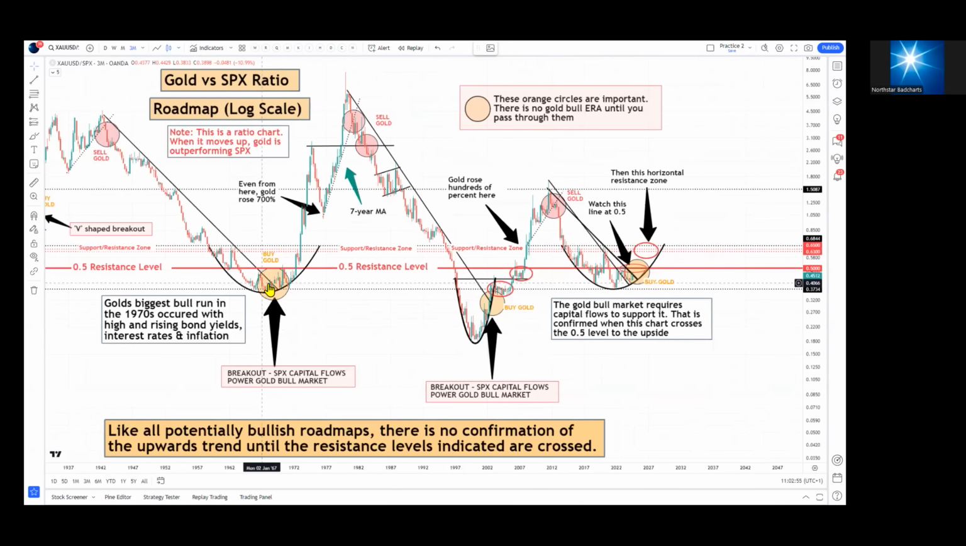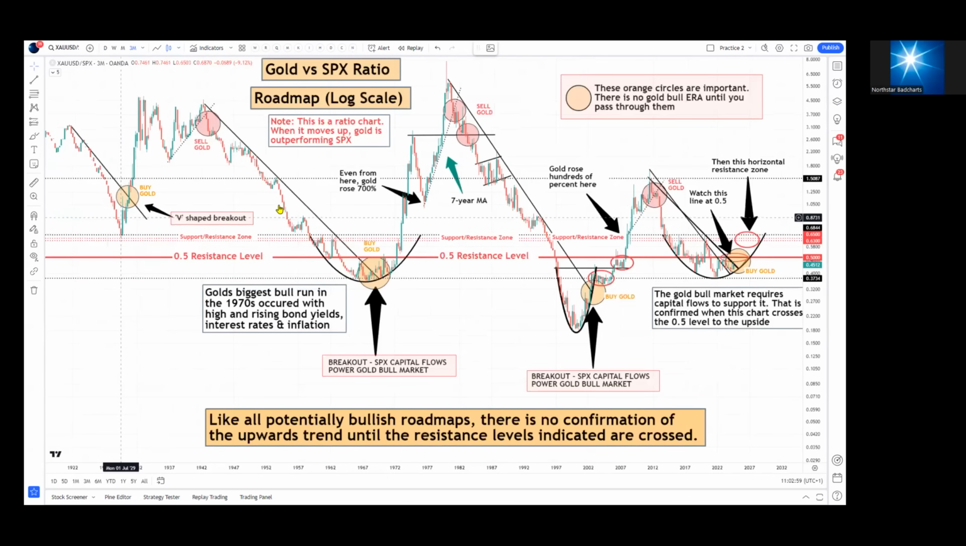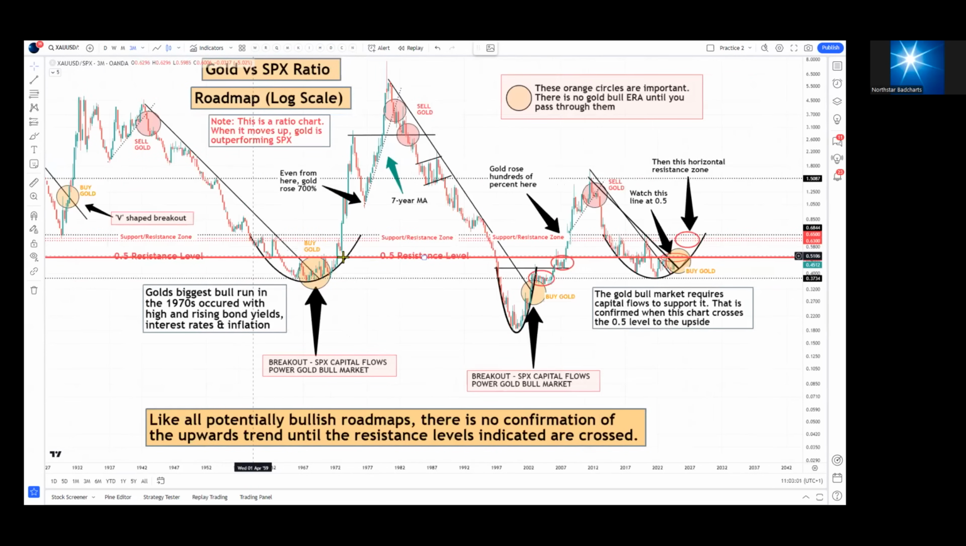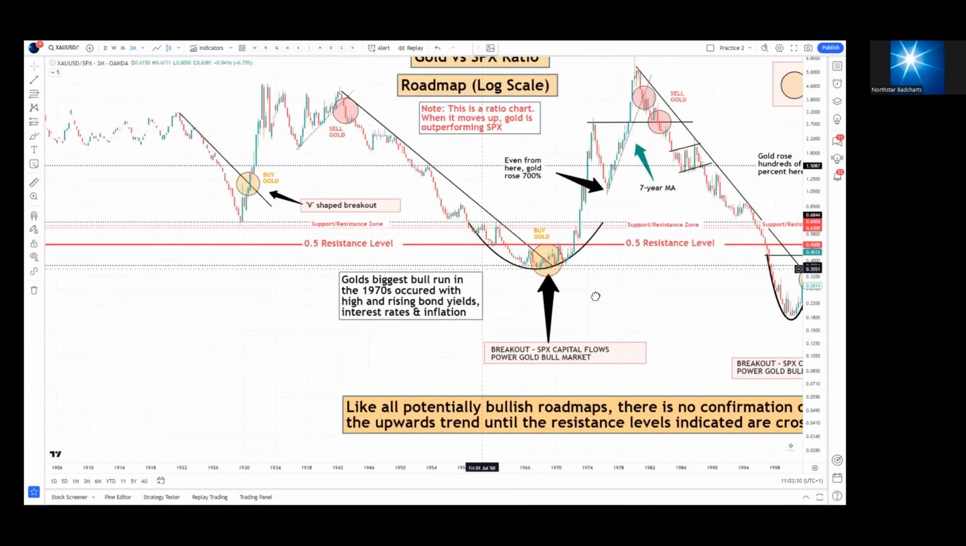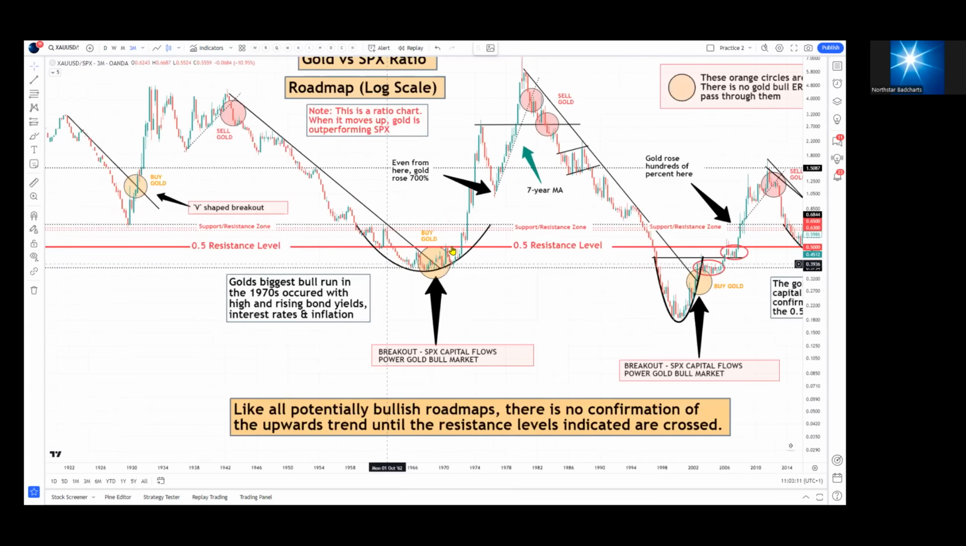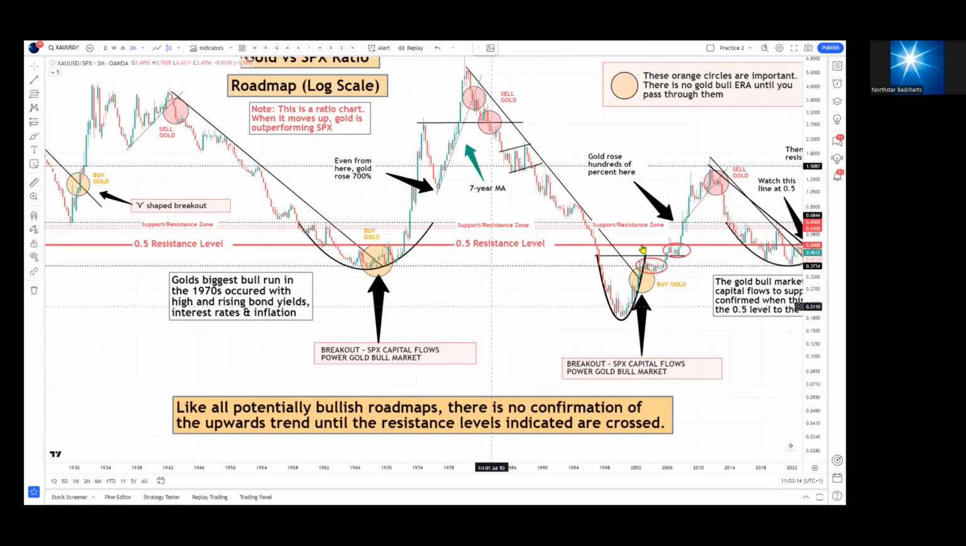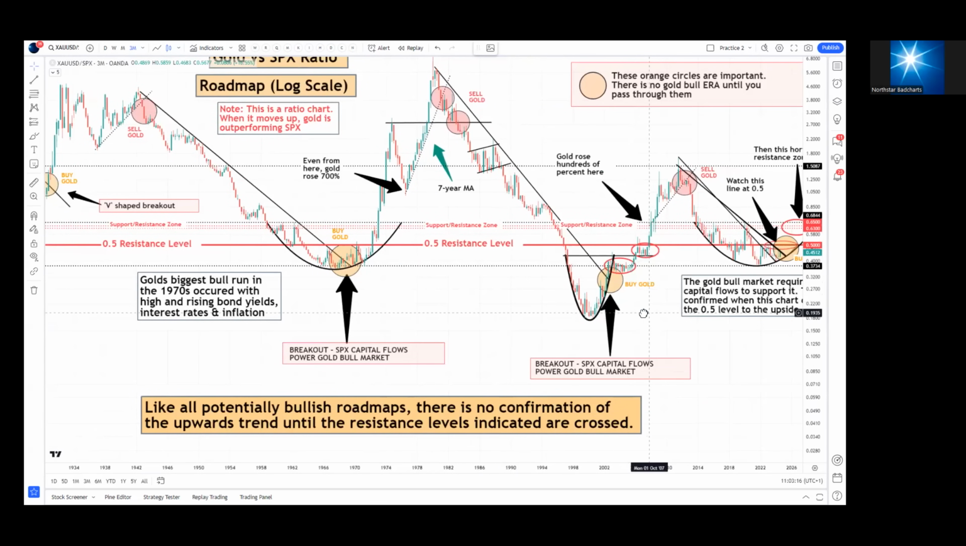The gold to SPX ratio broke out. It was less of a V-shape breakout and more of a gentle arc-based breakout, a little bit like the one that we're seeing at the moment. But there's a breakout there, and the 0.5 level started to identify itself as a key resistance level at that point, and it did so again back in the early 2000s.